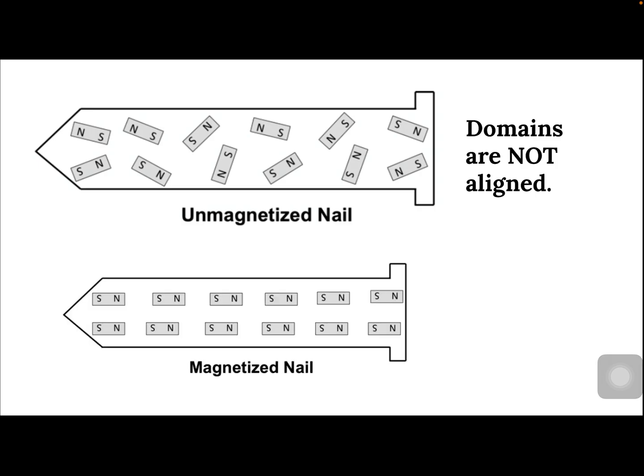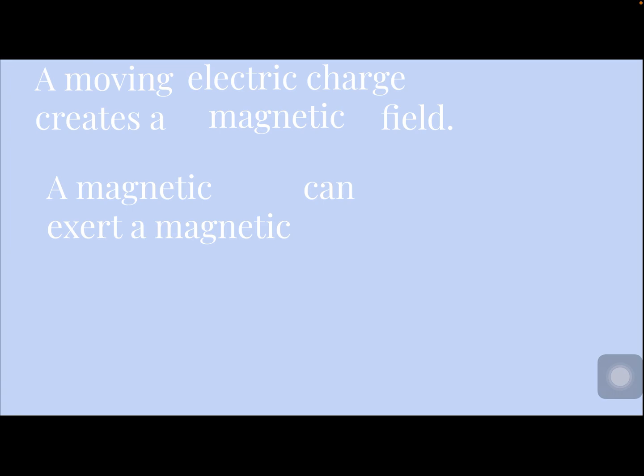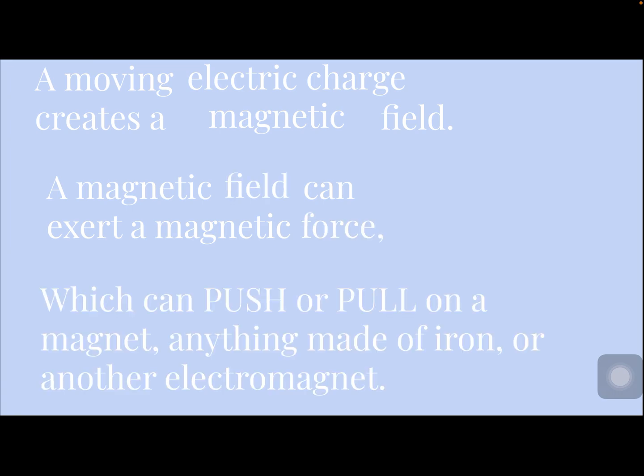But if you introduce a magnetic field, like with your solenoid, then you magnetize that nail. Those domains are aligned and you actually greatly improve the strength of your electromagnet. So just remember that a moving electric charge creates a magnetic field, and then a magnetic field can exert a magnetic force, and that a magnetic force can push or pull on a magnet or anything made of iron or another electromagnet. And that's it. That's the idea of an electromagnet.